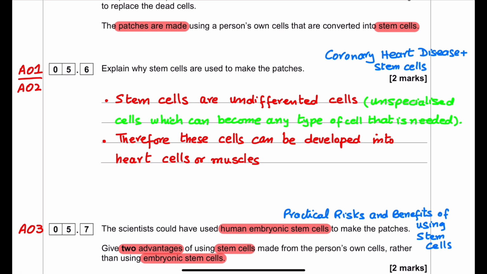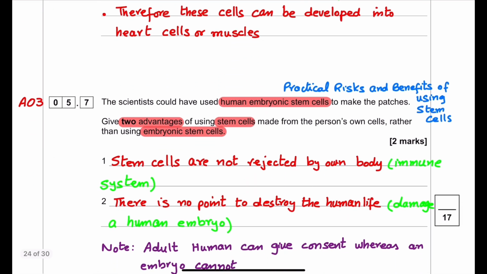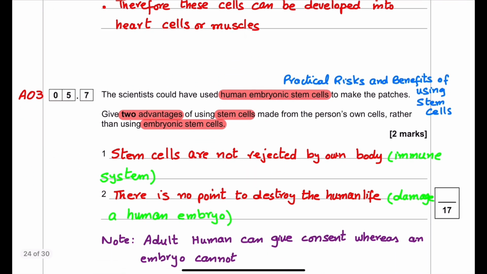Let's see the model answer. Stem cells are not rejected by own body because the patches are made from the person's own cells. There is no point to destroy the human life, meaning to damage a human embryo. Whereas an adult human can give consent but an embryo cannot.